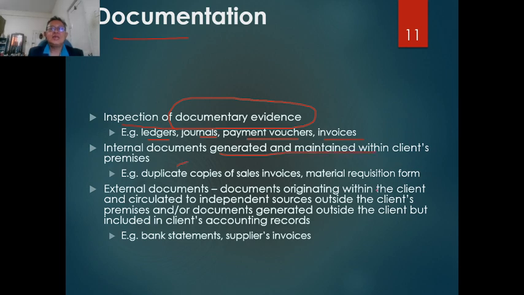So here, what the auditor does is collect all these documents. They check the ledgers, they check the invoices, copies of invoices, and also maybe a few external documents they get from the third party, which are the bank statement and supplier invoice. So the documentation they gather through the process of auditing can be used as evidence.